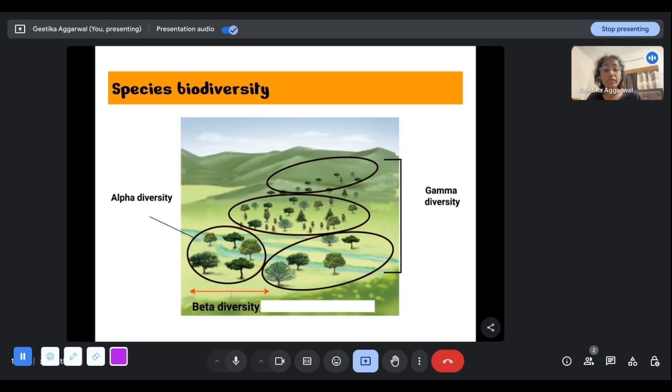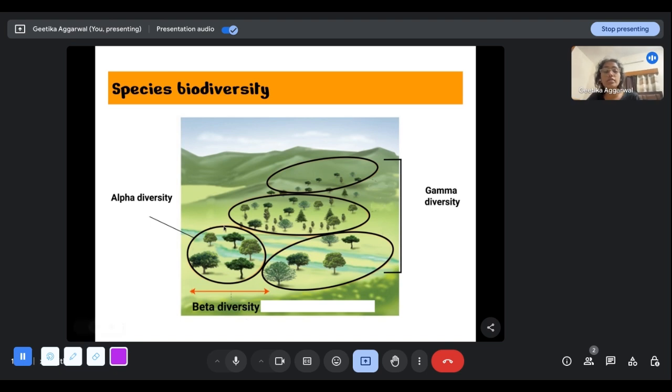Talking about species diversity, when you look at species diversity, you're looking at how, in an area or across areas, what is the species diversity, what are the different types of species present in that particular ecosystem. So there are different ways of measuring species diversity. This image shows alpha diversity, in which, if you're talking about one particular region, what is the species diversity within that particular region, that is shown by an alpha diversity.